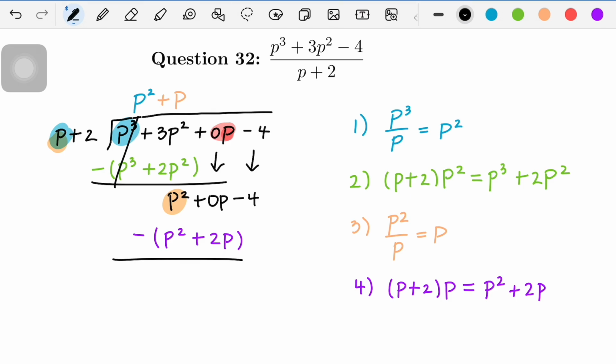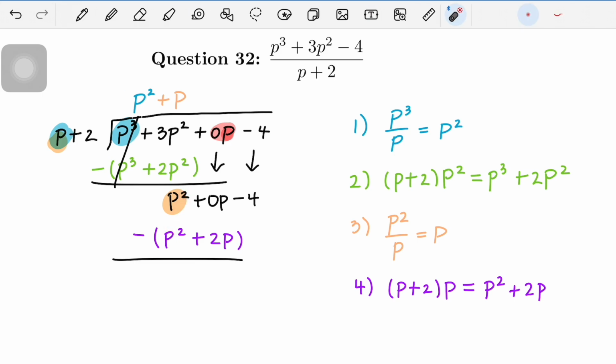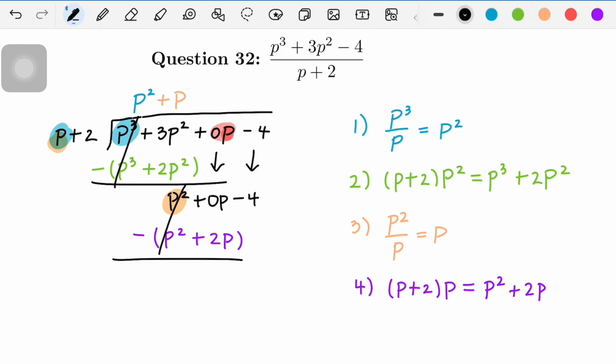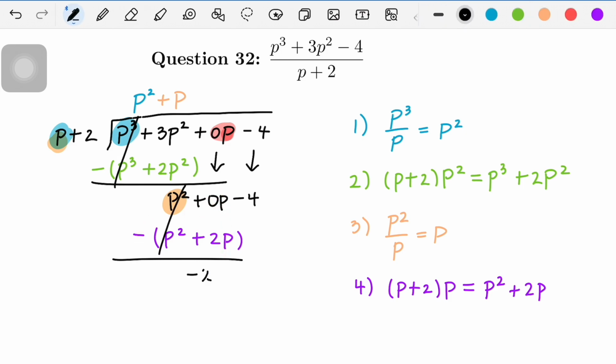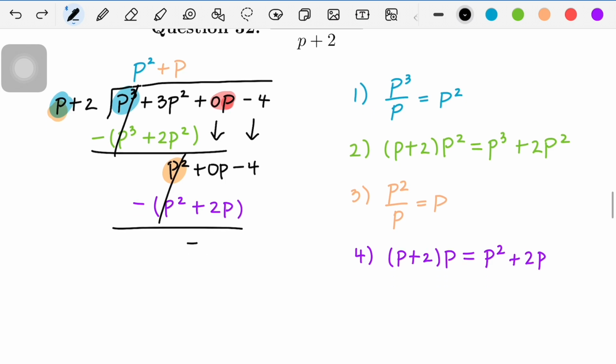Again, that minus sign is going to be distributed to both terms inside of our parentheses. So we're going to have p squared minus p squared. So these guys are going to cancel. And then we're going to have 0p minus 2p. So this will give us just a minus 2p here. And then we're going to bring down our last term here, this minus 4. And then we're going to repeat those same steps again.